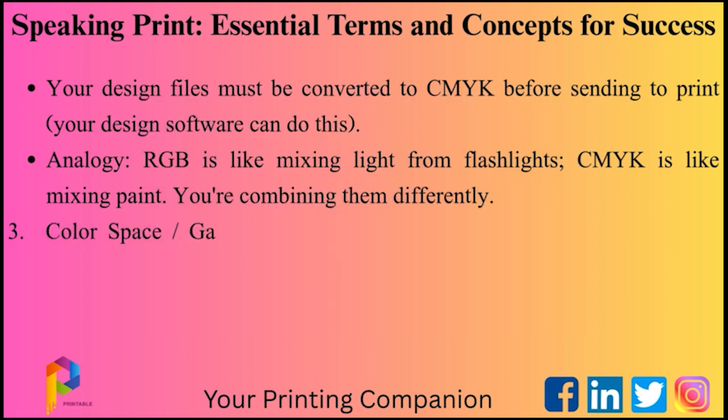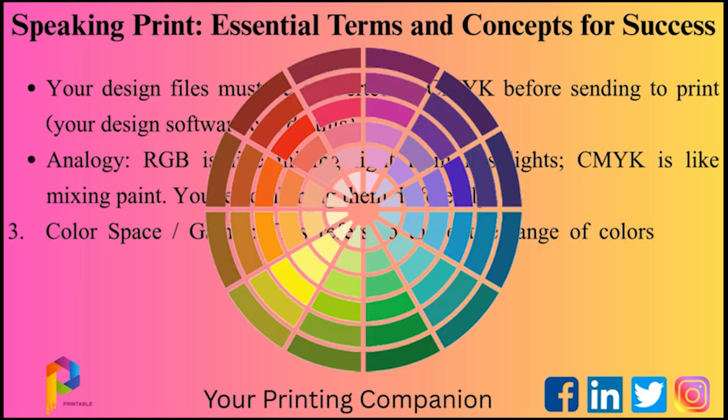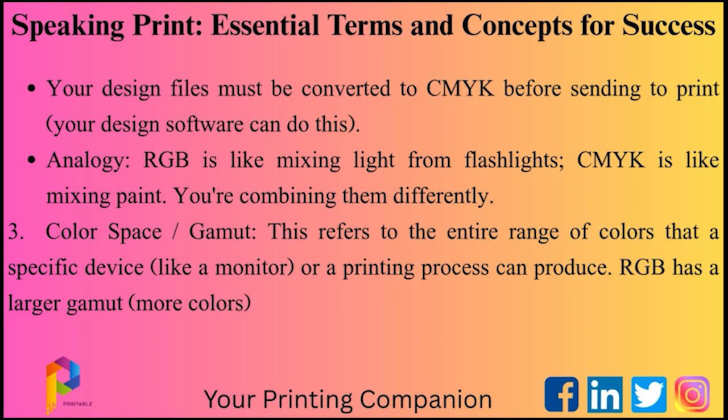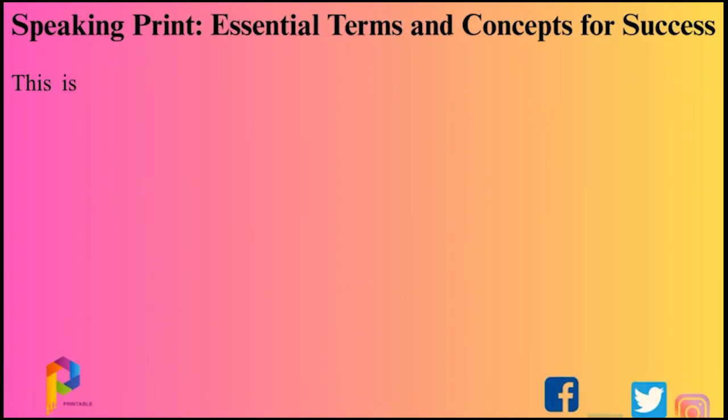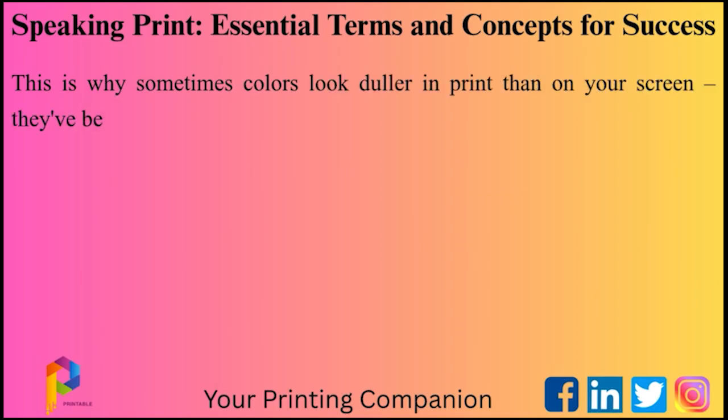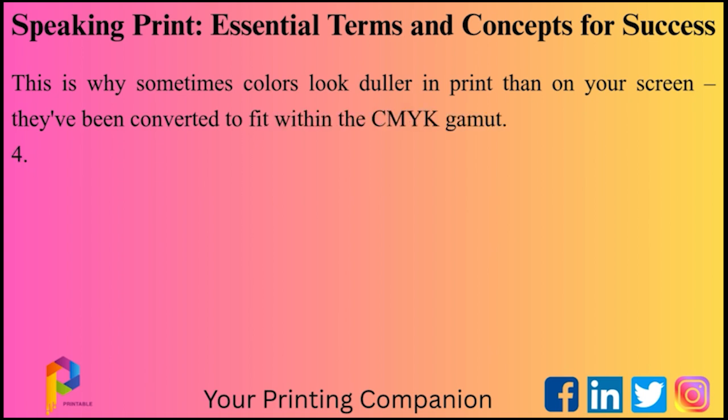Color space, gamut. This refers to the entire range of colors that a specific device, like a monitor, or a printing process can produce. RGB has a larger gamut, more colors, than CMYK. This is why sometimes colors look duller in print than on your screen. They have been converted to fit within the CMYK gamut.